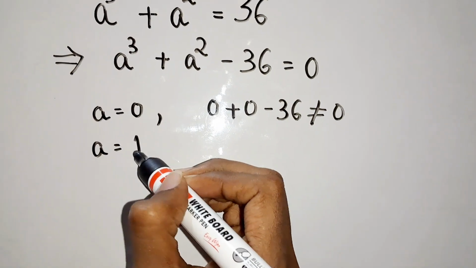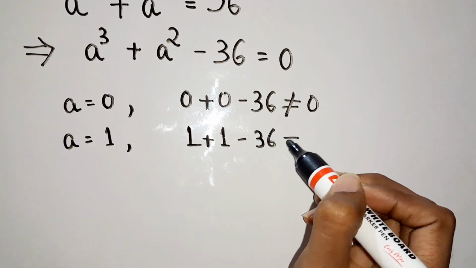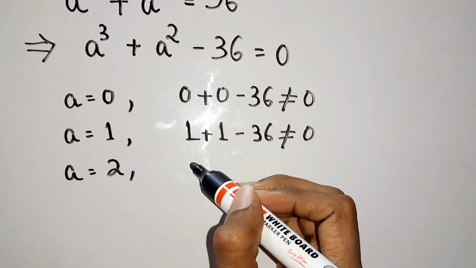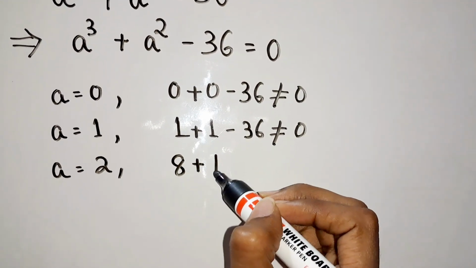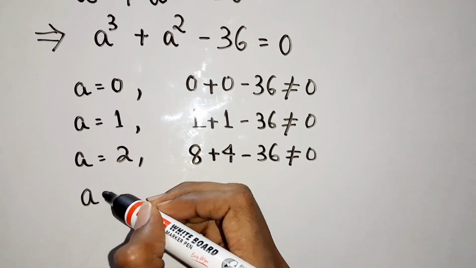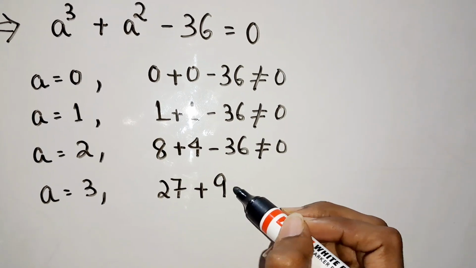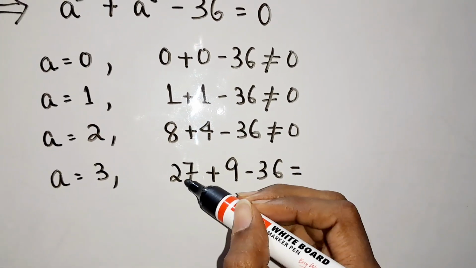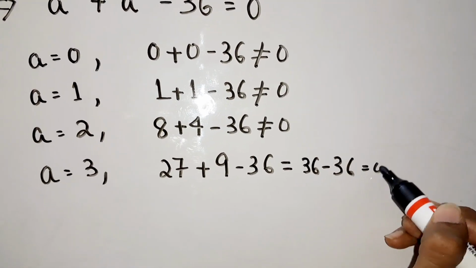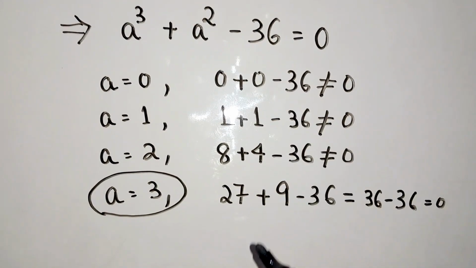Again we can check a equals 1. Then 1 plus 1 minus 36 is obviously not equal to 0. If we take a equals 2, 2 cube is 8 plus 2 square is 4, that is 12 minus 36, not equal to 0. We can check a equals 3. 3 cube is 27 plus 3 square is 9 minus 36, and 27 plus 9 is nothing but 36, minus 36 equals 0. That means by hit and trial method a equals 3 is one solution.